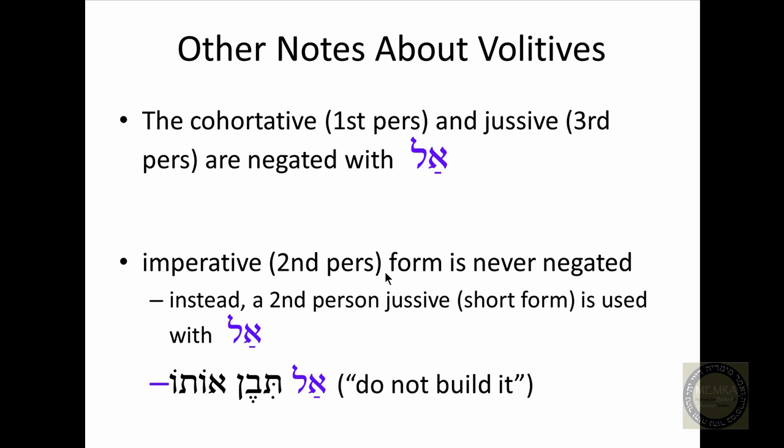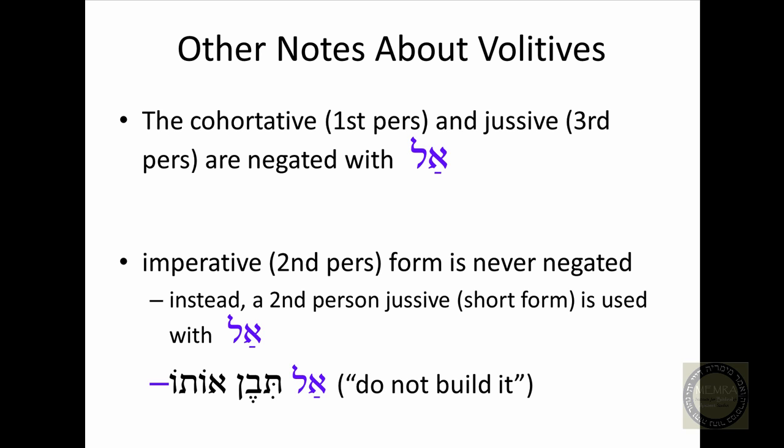You're not going to have your second person jussive. You're not going to have a second person situation where the imperative form, remember the imperative is just the imperfect form with the prefix lopped off, you're not going to have that form ever negated. Instead, to negate the second person, you'll actually have a short form, a jussive, or again, if it's a strong verb, it'll be identical with the second person, so it won't lose the prefix. That's the point here. The imperative normally loses the prefix, but the imperative form is never negated.